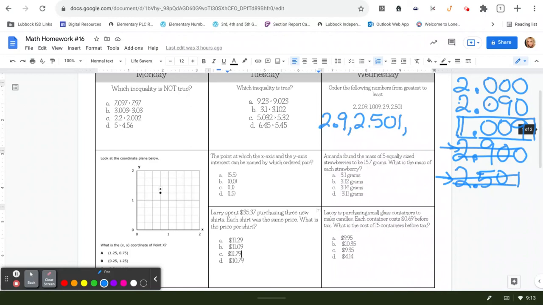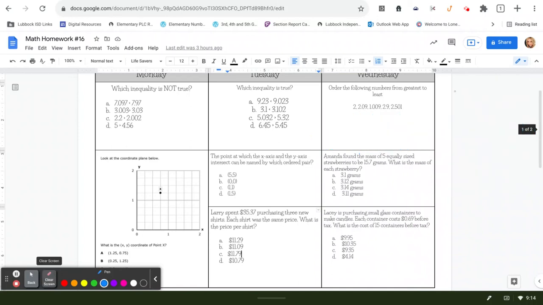Moving on. I have 0, 0. Keep going then. Looking at my next digit, 0, 9. Okay, this one's going to go next. 2 and 9 hundredths, which leaves me 2 wholes, and then 1 and 9 thousandths. Take the time to do this.